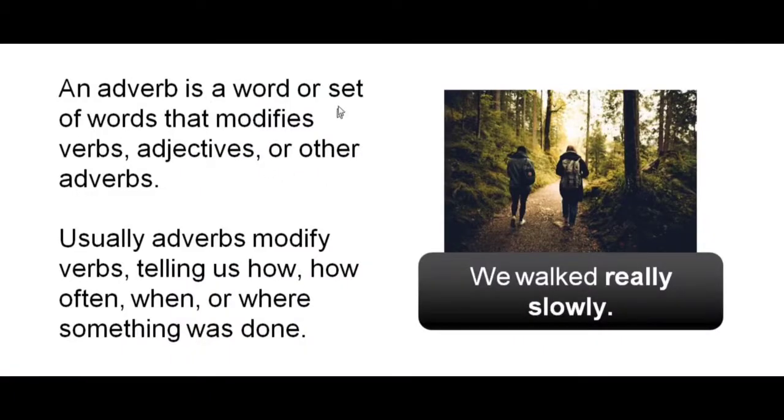Remember that an adverb is a word or set of words that modifies verbs, adjectives, or other adverbs. Now usually adverbs modify verbs, telling us how often, when, or where something was done. Have a look at the example over here. We walked really slowly. Now there are two adverbs in the sentence, really and slowly. Really modifies the other adverb, slowly, and slowly modifies the verb walked and tells us how we walked.